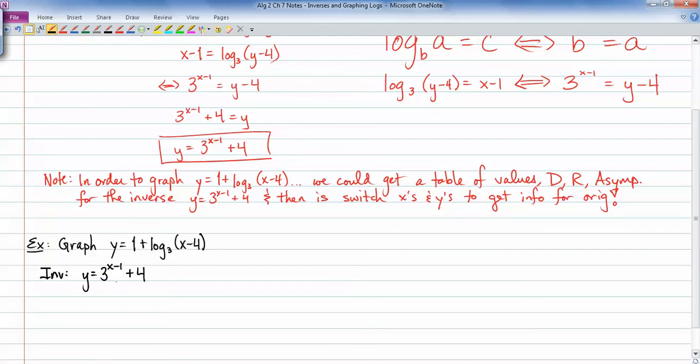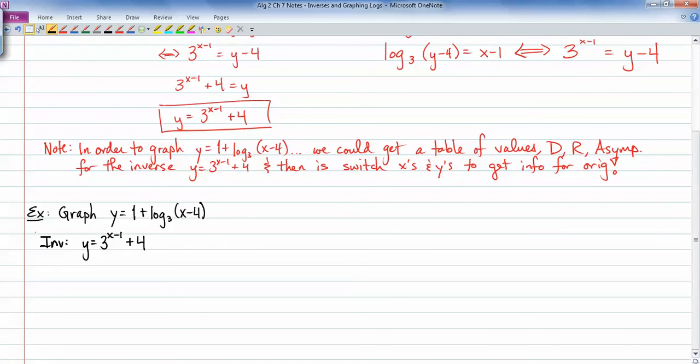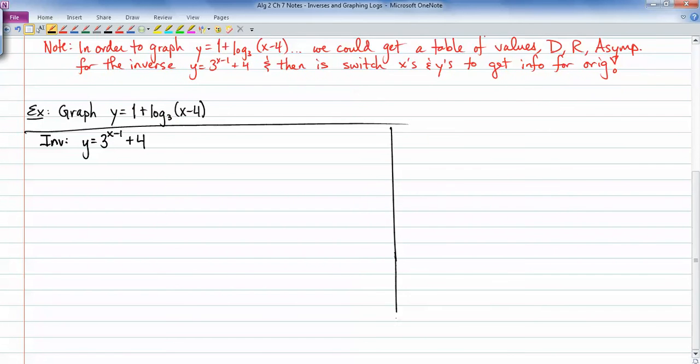Okay, so we're going to get some info for this. So a table for the inverse. So I'm just going to do this. This is all for the inverse here. Okay, so the parent of the inverse is going to be y equals 3 to the x. So we'll make a chart for that, x and y.